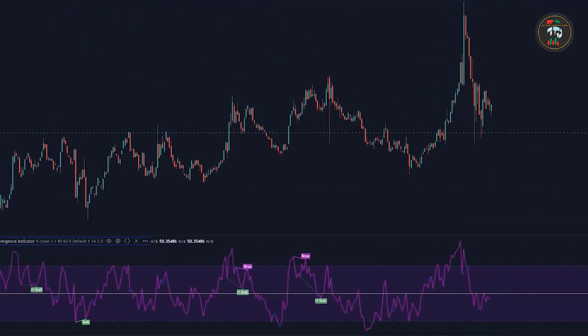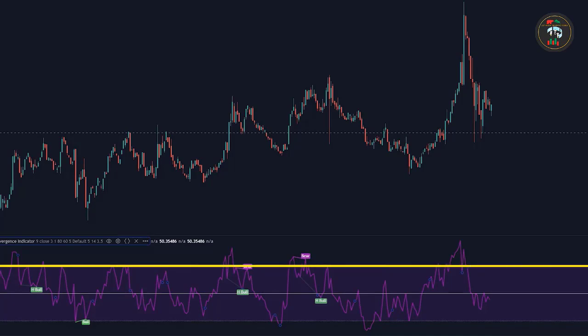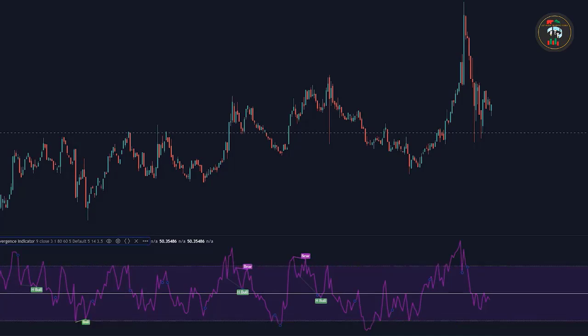Usually the RSI indicator is used to tell if the market is overbought or oversold. But in this strategy, we will use it to find momentum in the market. So rule number two is that we will only enter a trade if the RSI line is above the middle white line. If all other rules are met and the RSI is below the line, we will not enter the trade.